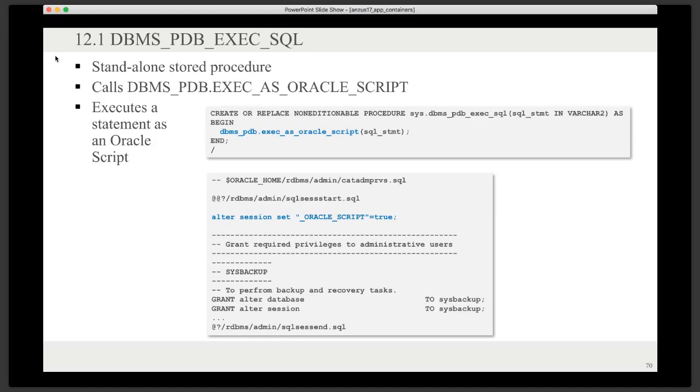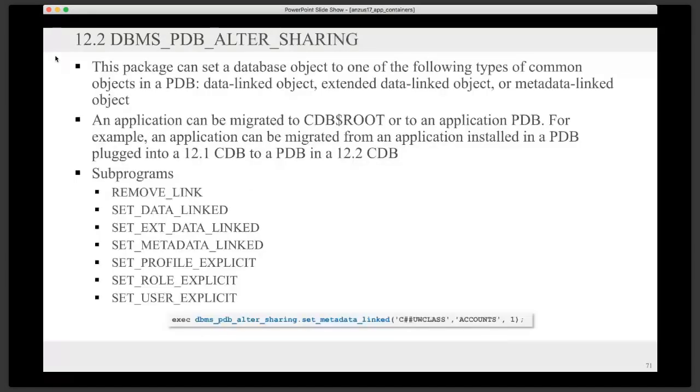There's a PDB alter sharing, which allows you to share. Notice how I showed you earlier about doing sharing equals metadata. I talked about sharing equals data. The alter sharing allows you to change that sharing. So you could have something as sharing as not sharing, or you want to change it to something else, to change the nature of that sharing.